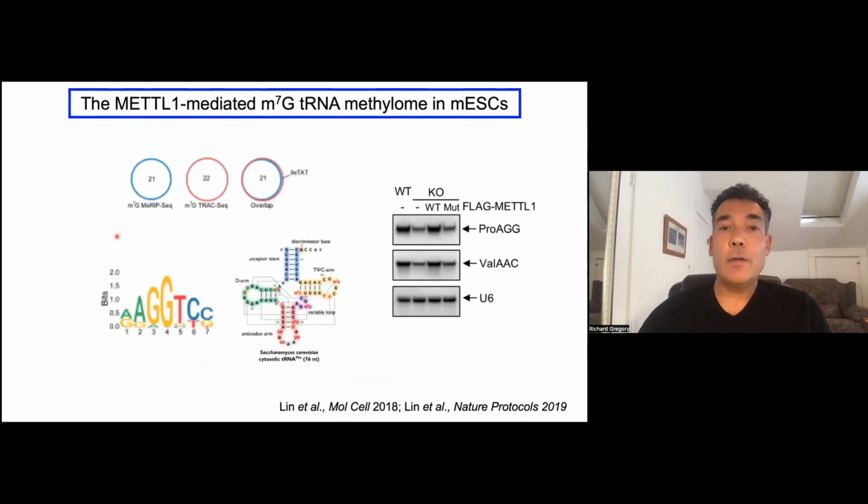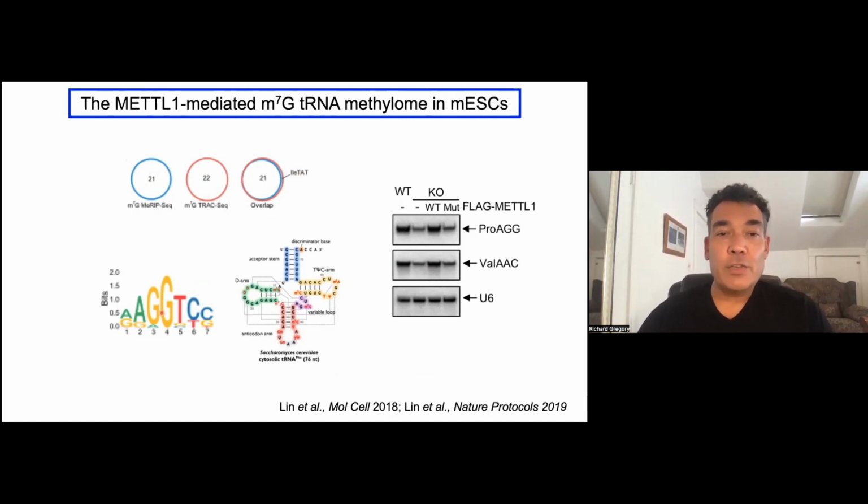So by combining and comparing these methods, and there was some discussion yesterday about the relative utility of methyl RIP for m6A detection, we would argue that this is a complementary, orthogonal assay for validation. We compared the tRNA subset that we identified by methyl RIP-seq, which was these 21 tRNAs that are modified, and this overlaps almost completely with the tRNAs that we identified by TRAC-seq. There's only one tRNA that we failed to identify by methyl RIP. So by these two orthogonal methods, we're able to define the tRNA m7G methylome in mouse ES cells.